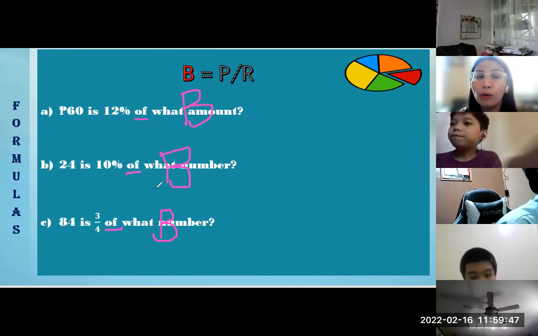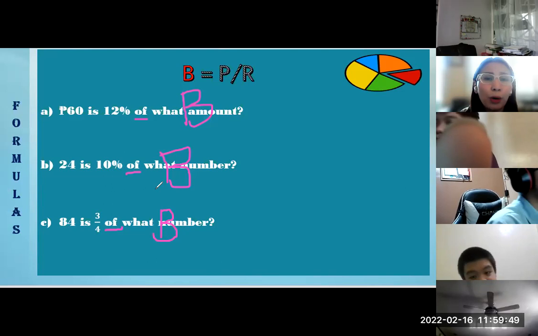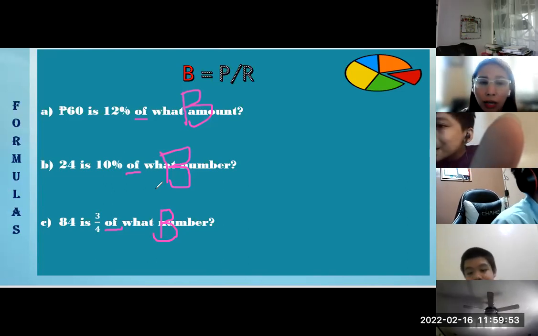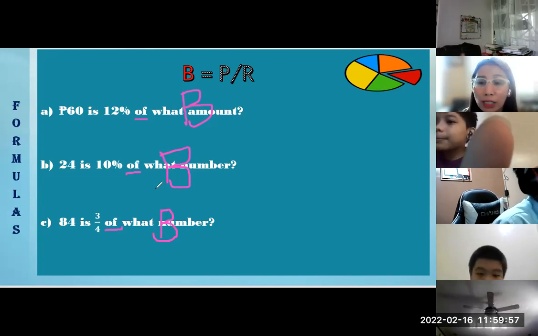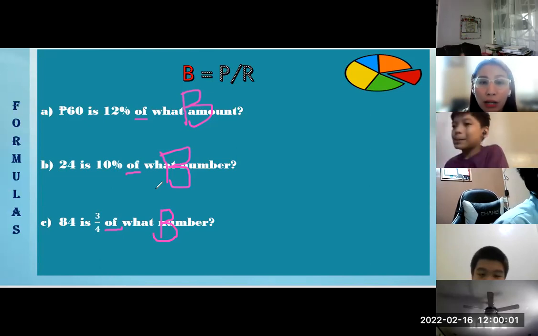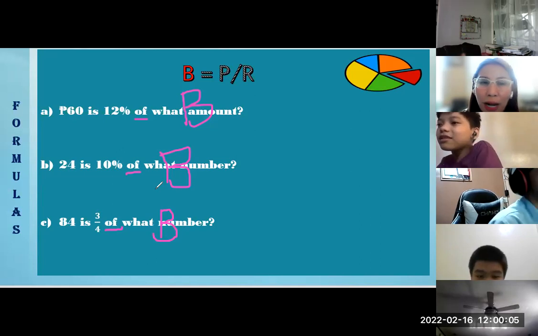If you're going to ask me, Miss, nakakalito po, ano po ba yung gagamitin? Percentage formula, the rate formula ba, or the base? So my advice is to find keywords. You have to check the problem first. You have to analyze, para malaman nyo kung ano ba yung nawawalang element.